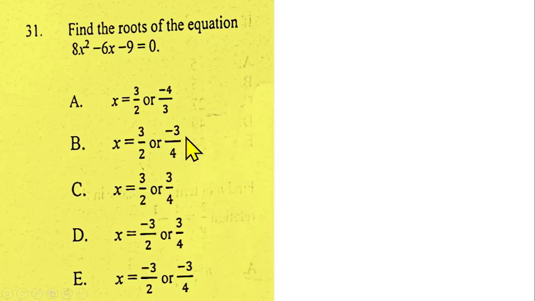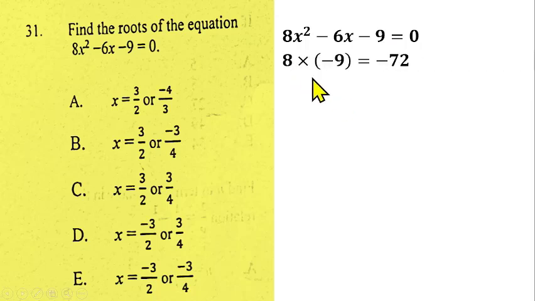Question number 31 is still on quadratic equation. You have to solve this quadratic equation: 8x squared minus 6x minus 9 equals 0. The first thing to do is to use 8 to multiply minus 9, so the coefficient of x squared will multiply the constant here. You have 8 times minus 9, that gives us minus 72.